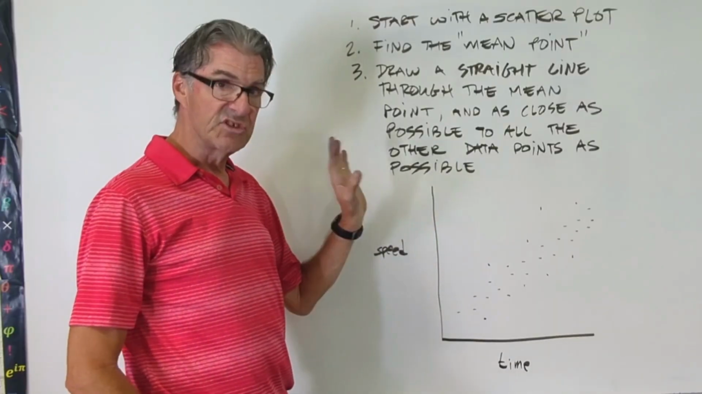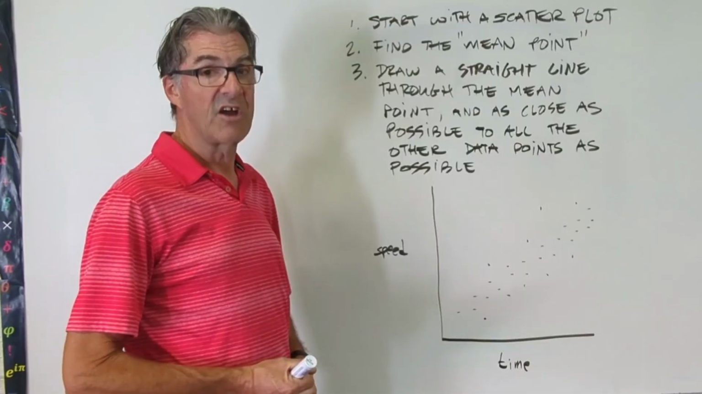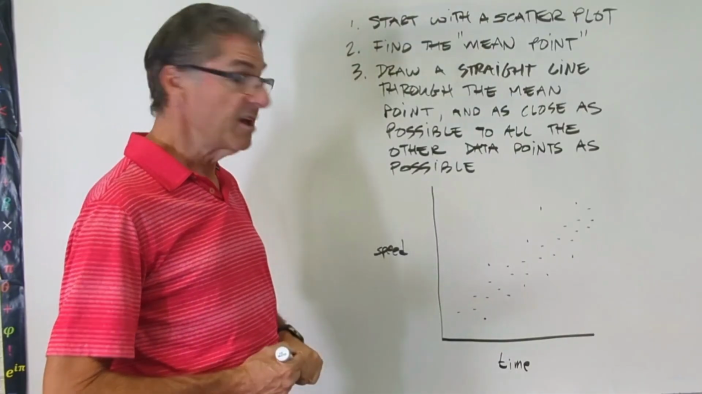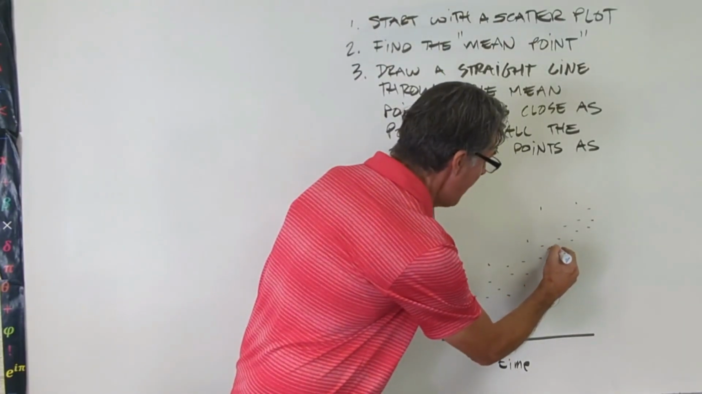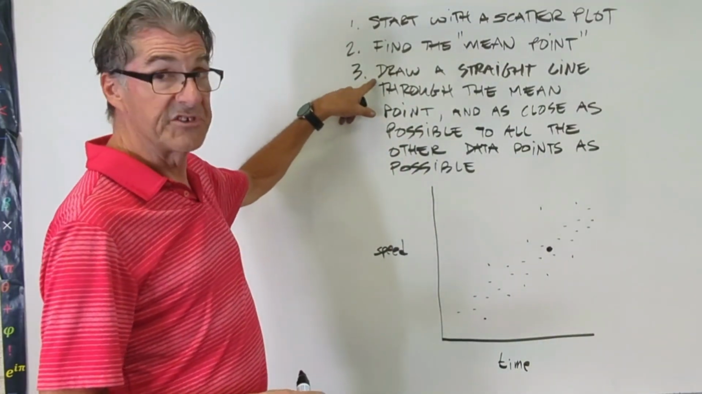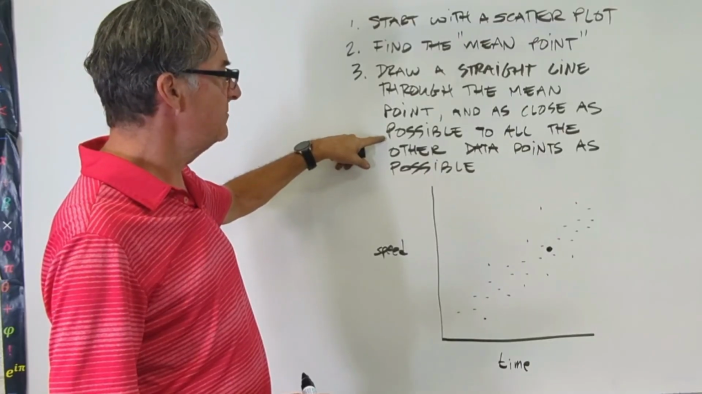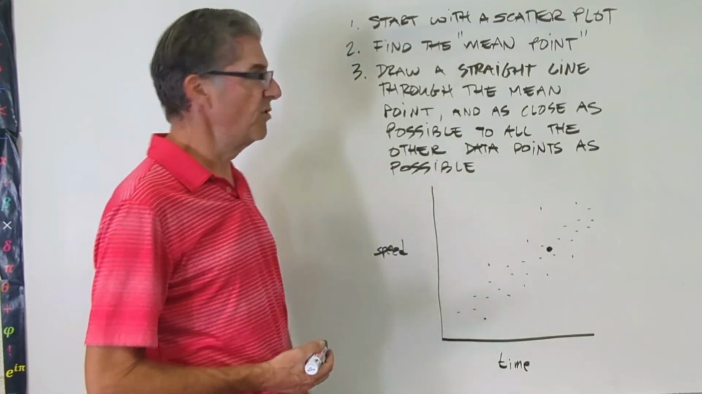2, find the mean point. So in this case, I'm just going to assume a certain point is the mean point, but I'm going to show you how to calculate that in a minute. But here we go. So let's just assume that that is the mean point. Third, draw a straight line through the mean point and as close as possible to all the other data points.